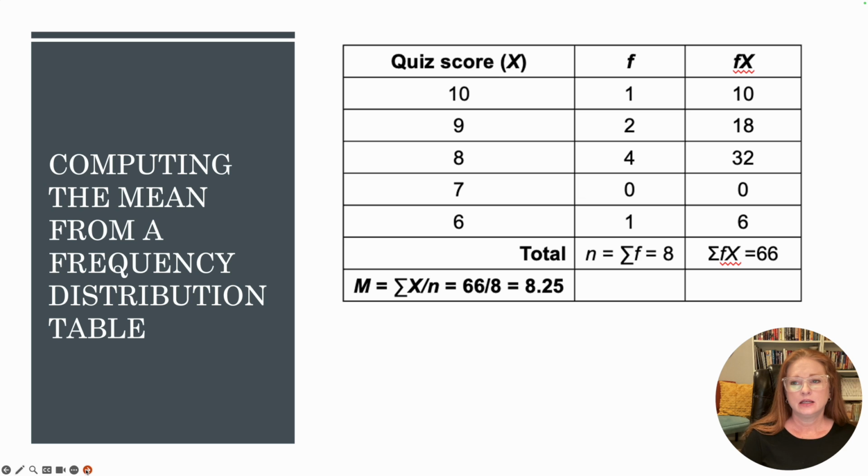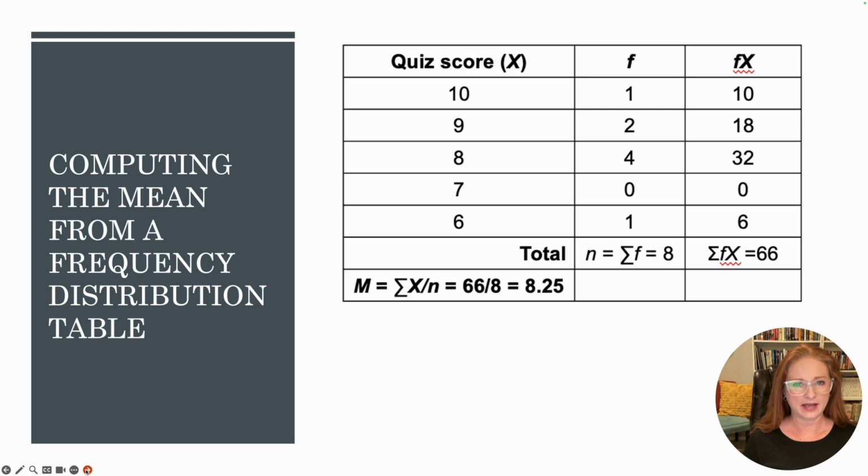Okay. This table here is explaining how we compute the mean from a frequency distribution table. Think back to last lecture when we created the frequency distribution tables. So far left-hand side, you have your raw scores. The people in your class can score a 10, 9, 8, 7, 6, and so on. The middle column is your f, your frequency. How many people in the class scored a 10? One person did. How many scored a 9? 2. How many scored an 8? 4. No one scored a 7, and only one person scored a 6.